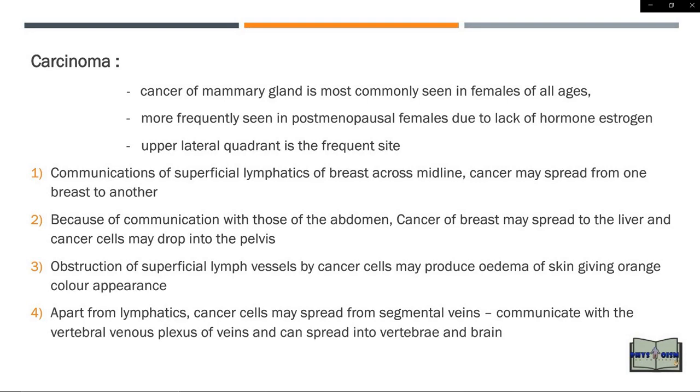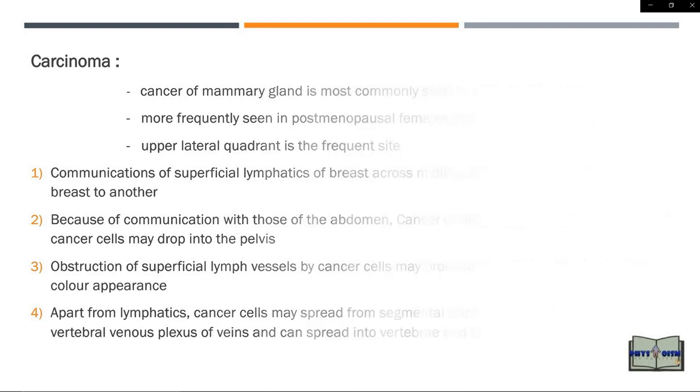Okay. So here, apart from lymphatics, cancer cells may spread through segmental veins because the veins draining the breast have a communication with the vertebral venous plexus of veins. So when there are cancer cells in the breast, it is easy for them to spread into the vertebrae and brain through these segmental veins. Okay.